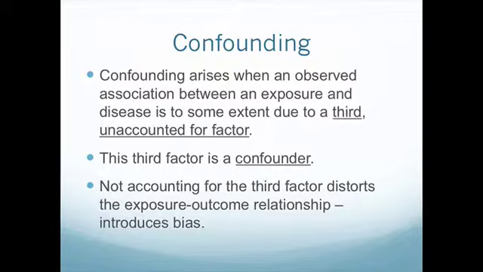Okay, so we have our exposure, we have outcome, we have a third factor that may actually be the culprit, may be the thing that's driving the association that you observe. That third factor is a confounder. And not accounting for that in our studies distorts the exposure-outcome relationship. It introduces bias or error, as we learned about last week.